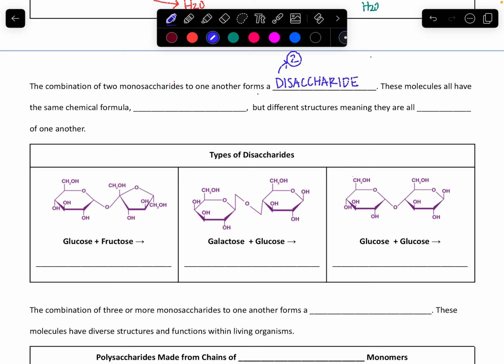These molecules are all going to have the same chemical formula, so I put it above. It's C12H22O11, okay? But they all have different structures, meaning, again, they're all isomers of one another, okay? So here we see three of our types of disaccharides.